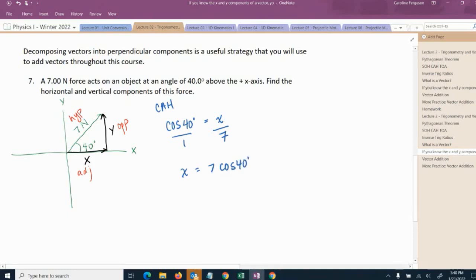Okay, and then we can do the same type of thing now to get y. So for y, it is the opposite side, and we know the hypotenuse. I'm not using adjacent, I'm using the hypotenuse side because that's the side that was given. So now if we have opposite that we're looking for, we know hypotenuse, so we would use sine of the angle is equal to opposite over hypotenuse, 7. Cross multiply, we get y equals 7 sine 40.